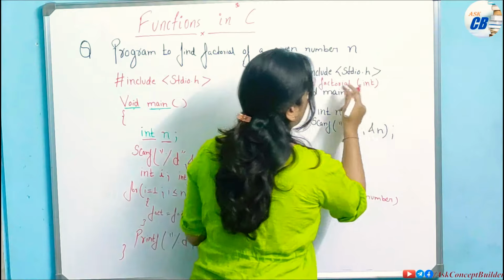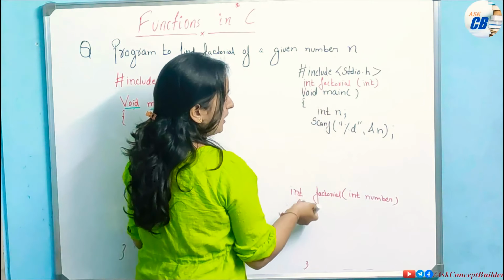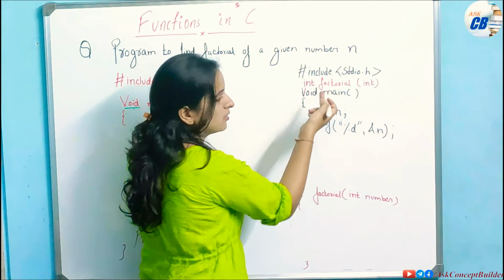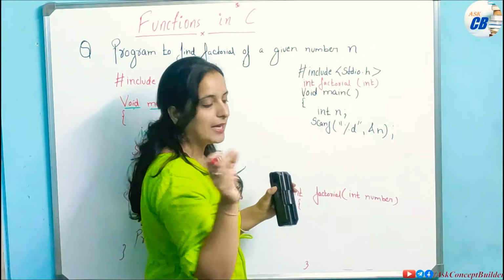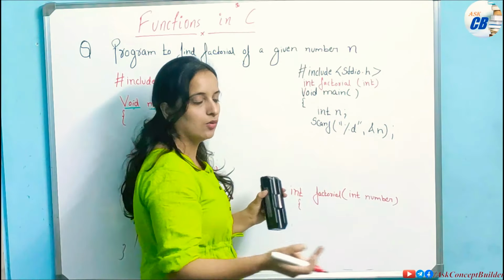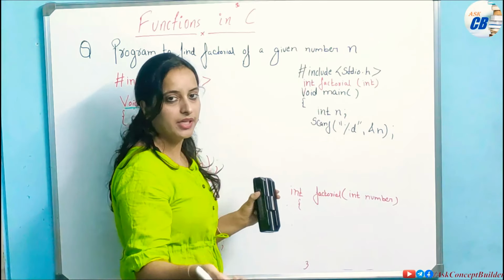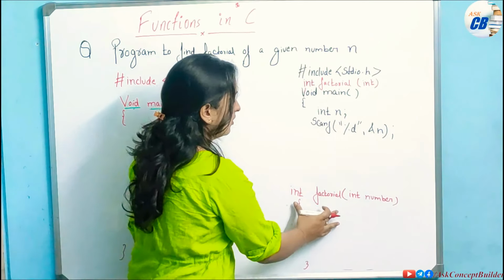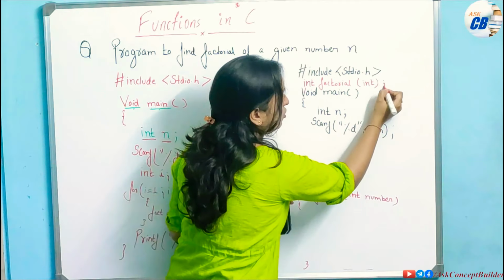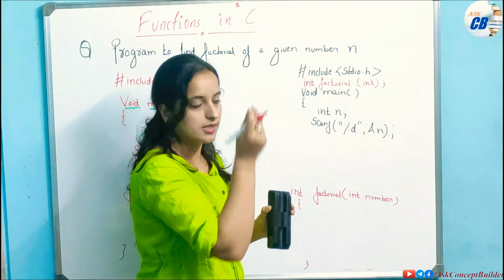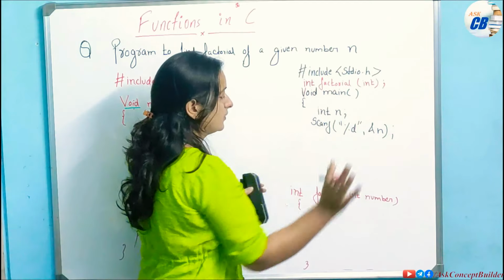Okay, so this is nothing different, only the same: the function name, the factorial, and here only the data type of the parameter which you are passing, which you are writing in your definition of the function. Okay, so before defining, you have to declare your function also here in C. Okay, now see, now this is done.